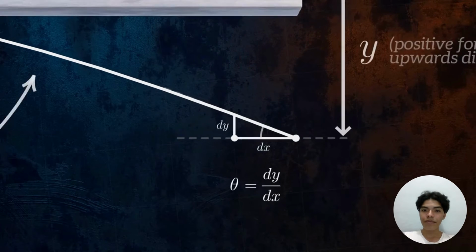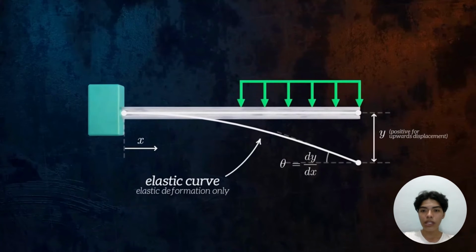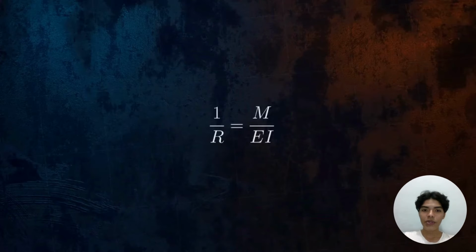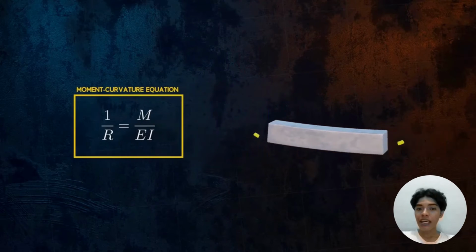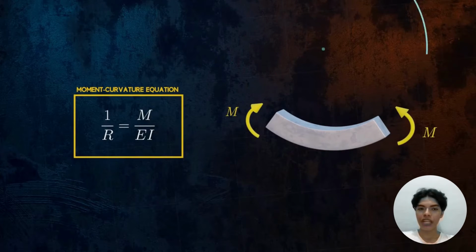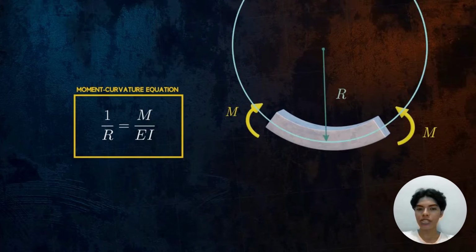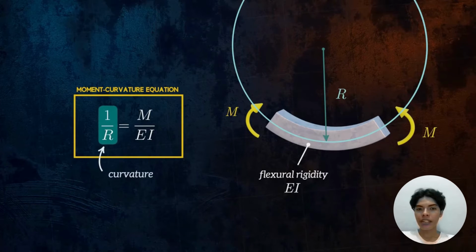We can start thinking about how beams deflect under load by reviewing the moment curvature equation. It allows us to calculate the curvature of a beam for a given bending moment. M is the bending moment, R is the radius of curvature of the deformed shape, and EI is the flexural rigidity of the beam, which defines how much the beam will resist bending due to the stiffness of its material and due to its cross-sectional shape. The term 1 over R is the curvature of the beam.